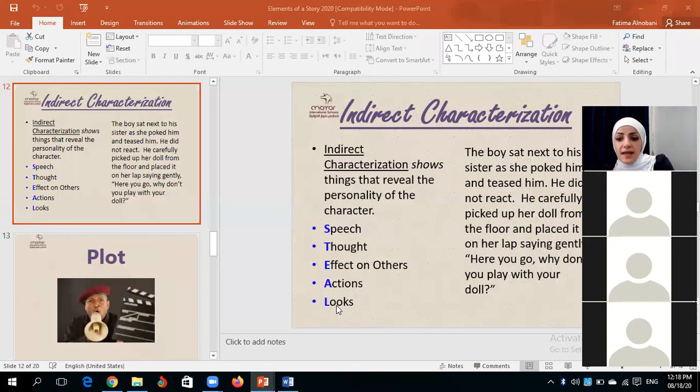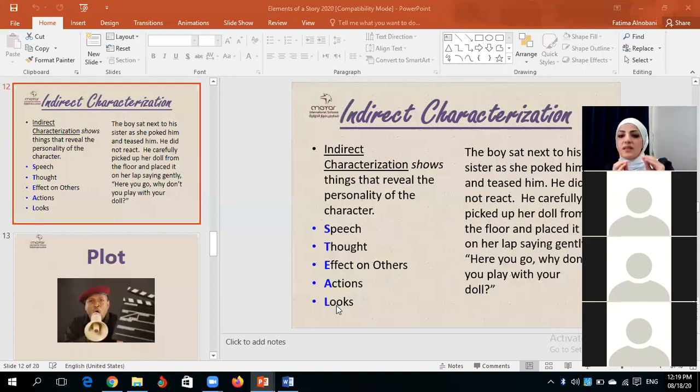Rayan, can you read the example here? The boy sat next to his sister as she poked him and teased him. He did not react. He carefully picked up her doll from the floor and placed it on her lap, saying gently, "Here you go, why don't you play with your doll?"